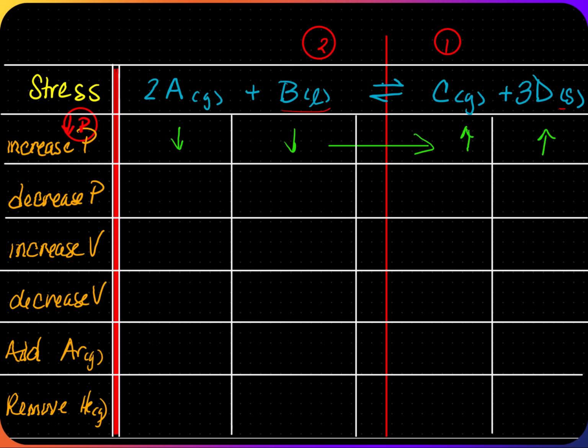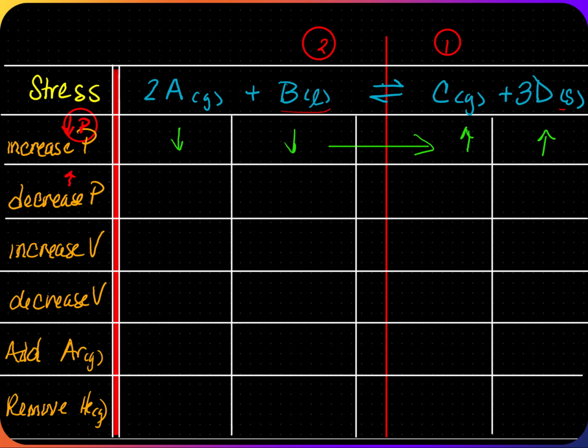Next, the pressure was decreased. We want to do the opposite to reestablish equilibrium. That means I need to increase pressure. To increase pressure, I want to shift to the side with most moles, which is the reactant side. So my reactants are going to increase and my products are going to decrease.